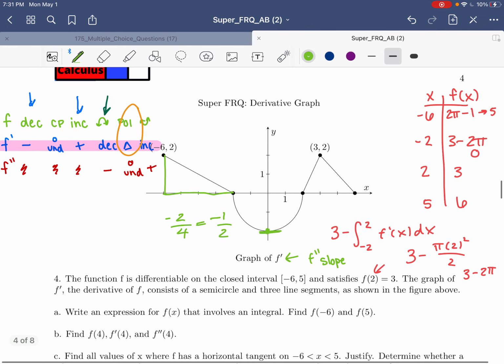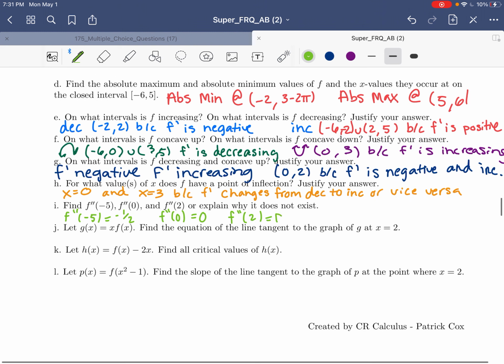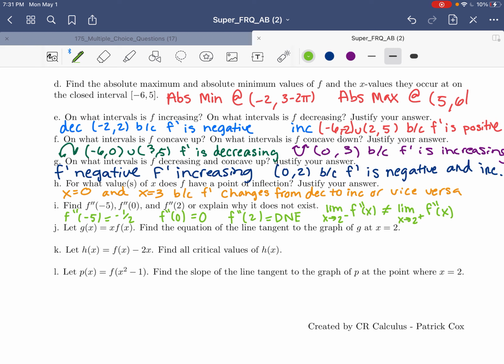And then I have f double prime of 2, which is going to be right here. Notice the slopes are different on both sides. So we cannot pinpoint the exact slope at x equals 2 because it changes, meaning it's not differentiable. D and E. Our reason would be the limit as x approaches 2 from the left of f double prime of x does not equal the limit as x approaches 2 from the right of f double prime of x.